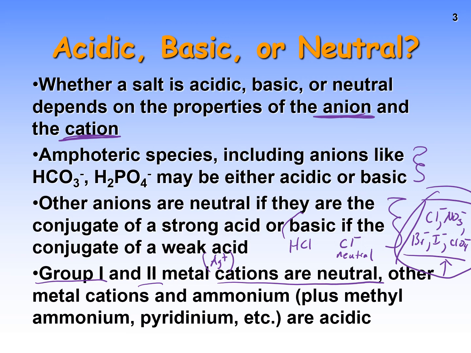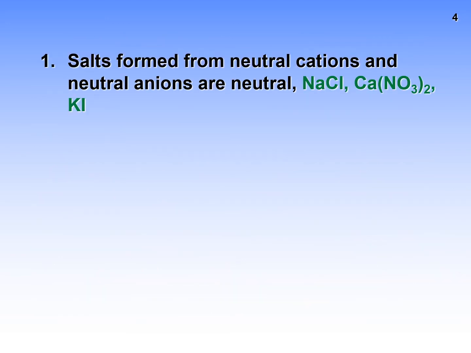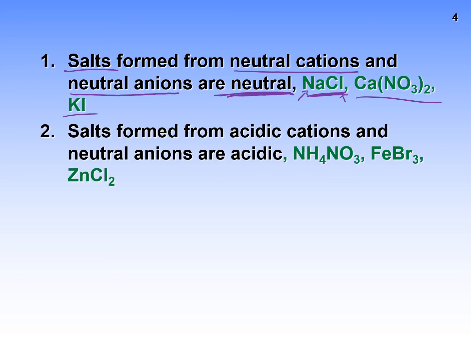Now, that creates a scenario where we have really 3 different things occurring, right? We could have a salt made up of a neutral cation and a neutral anion. In this scenario, our salt is going to be neutral, because neutral and neutral, nothing's affecting pH here. So NaCl, group 1 metal, conjugate of a strong acid, neutral. Same thing here, except group 2, group 1, strong acid conjugate. These guys are all neutral.